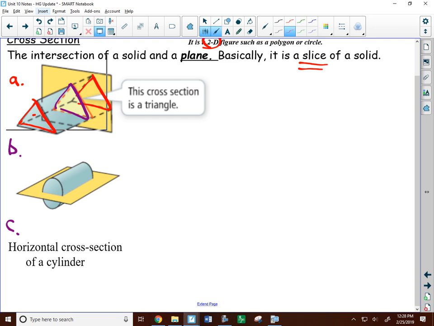Okay, so somebody want to help me out with B? Raise your hand. Rectangle, yes. So here, I can try and draw this one. It's a cylinder on its side. There would be a rectangle that's formed there.